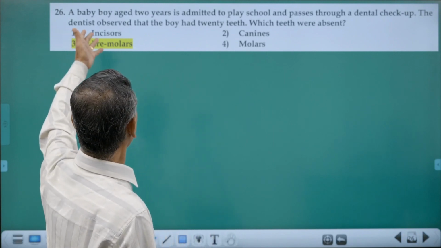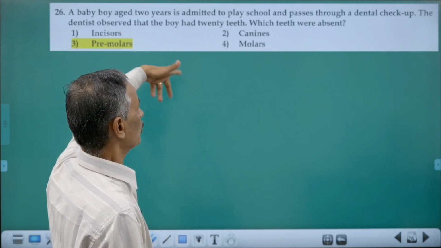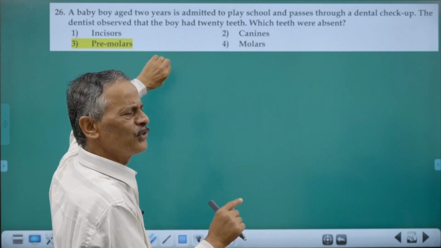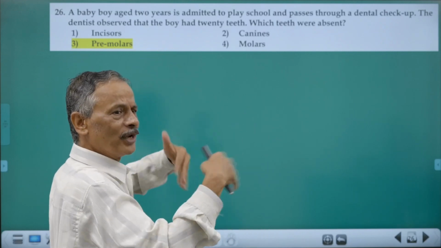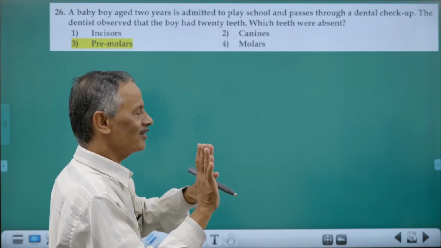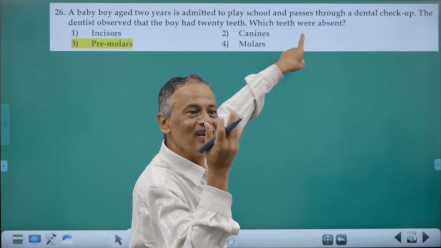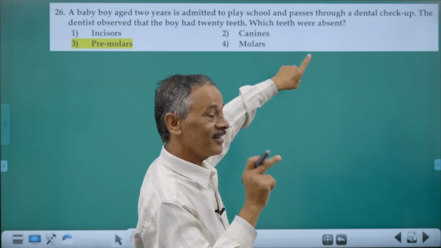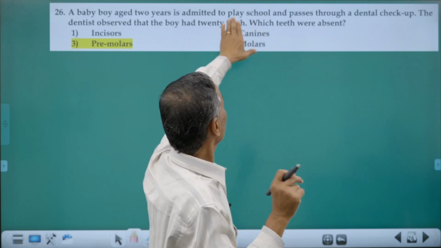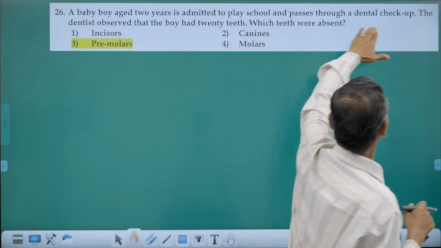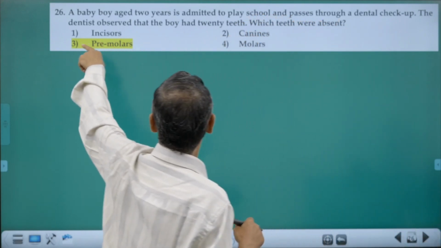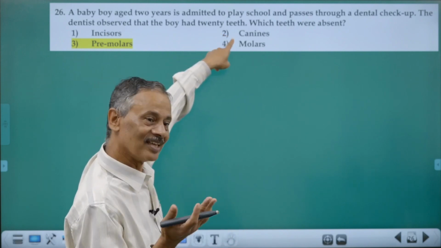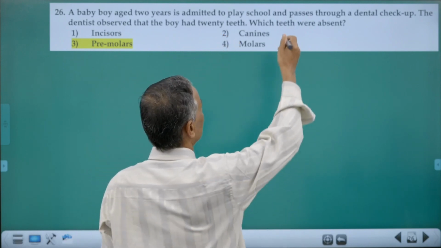Then, a baby boy aged 2 years is admitted to the play school. He is only a small baby. So this is just to confuse you, giving you a lot of words. But the question is, he has only milk dentition. You have to understand that it is a clue for milk dentition. The dentist observes that the boy has only 20 teeth. That is milk dentition. Which teeth are absent?